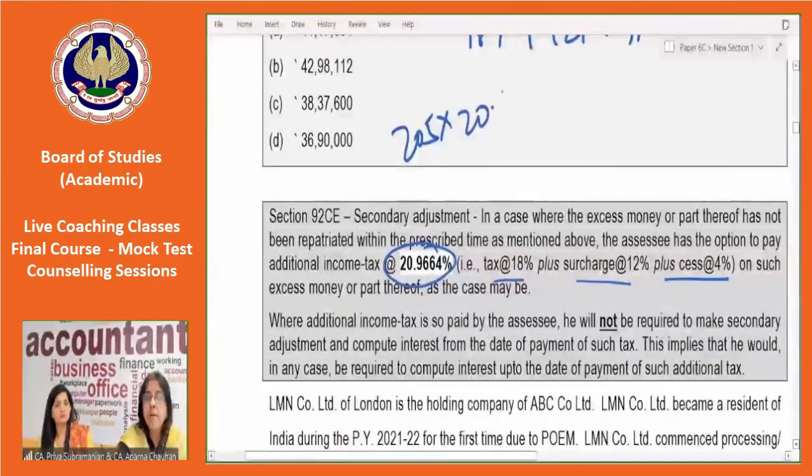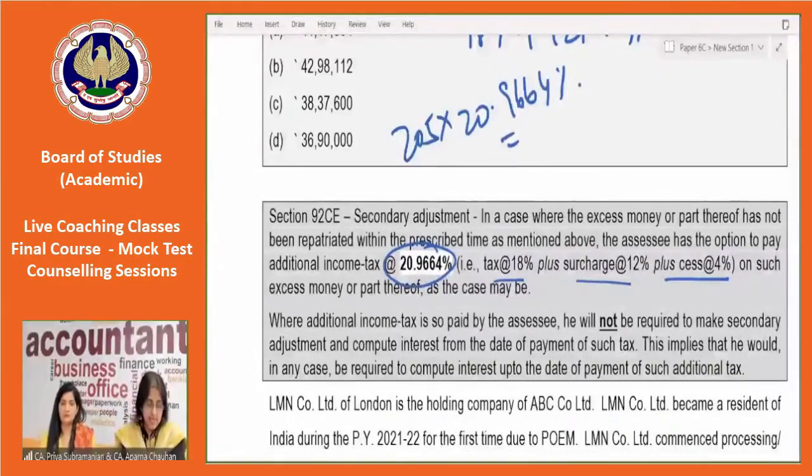into 20.96. That we'll have to calculate. I don't remember what it is. 205 lakhs into 20.9664% will give you this answer. 4298.1 as the answer.